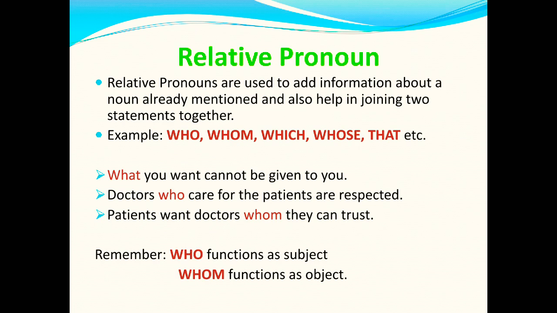Next, relative pronoun. Relative pronouns are used to add information about a noun already mentioned and also help in joining two statements together. For example, who, whom, which, whose, that, etc. Now, look at these examples in sentences. What you want cannot be given to you. Here, the word what is joining two sentences.